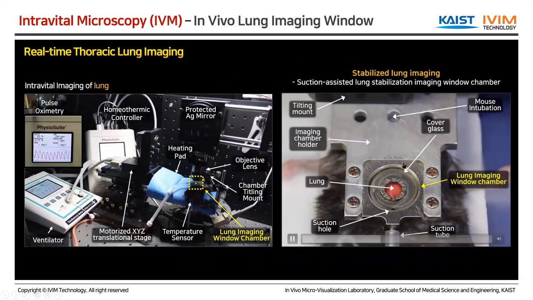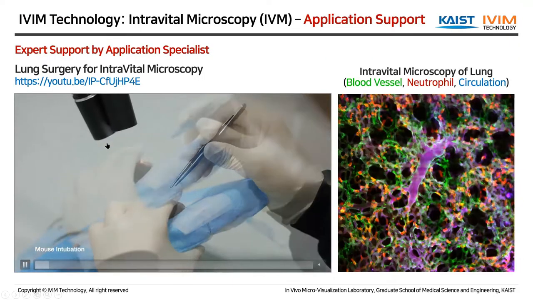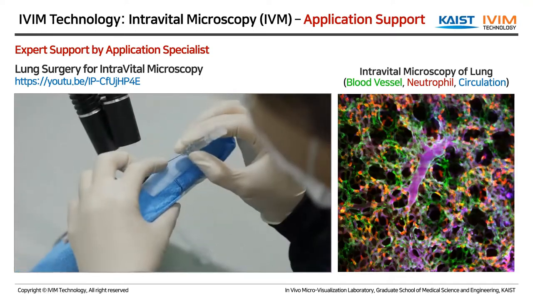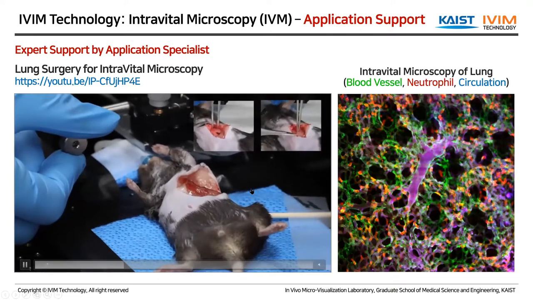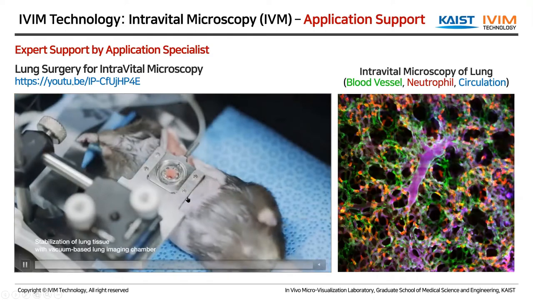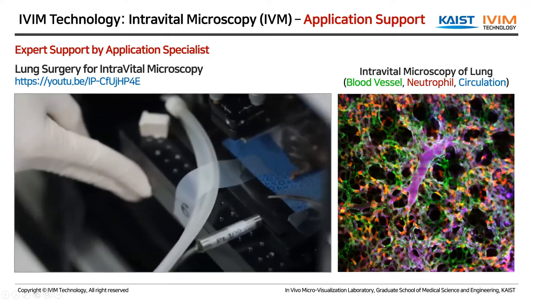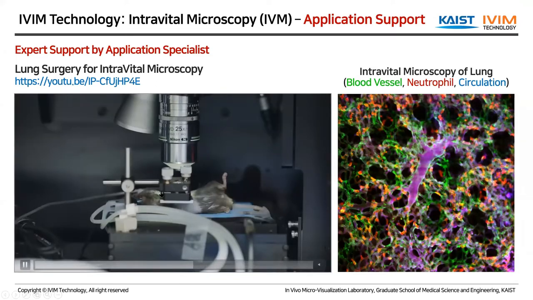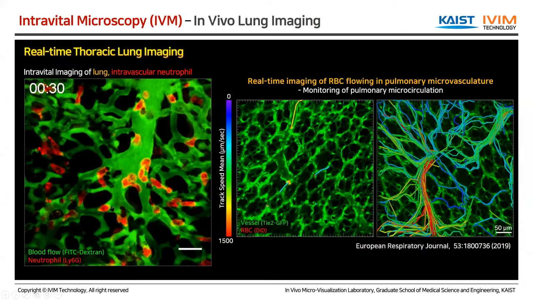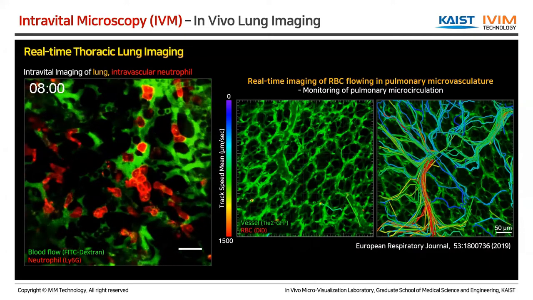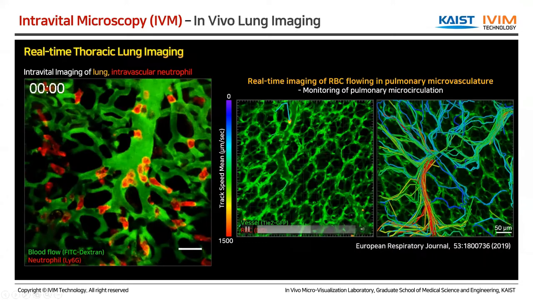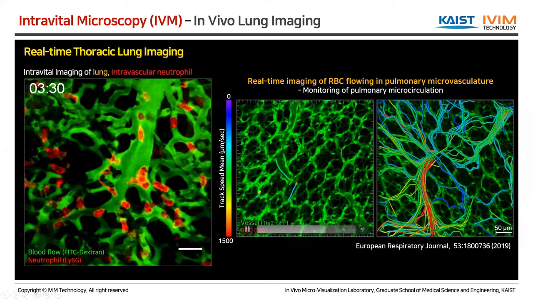And then this is the lung imaging device I explained to you already. This is another YouTube video for training and for education purposes. So we intubate the mouse model, and then we make a surgical procedure to expose the lung, and then use our stabilization window device, and then we can obtain this microscope scan, cellular level imaging from the lung of the mouse model. Because our system is a real-time imaging system, from 30 frames per second to 100 frames per second, we can visualize the individual red blood cell flow inside the lung.